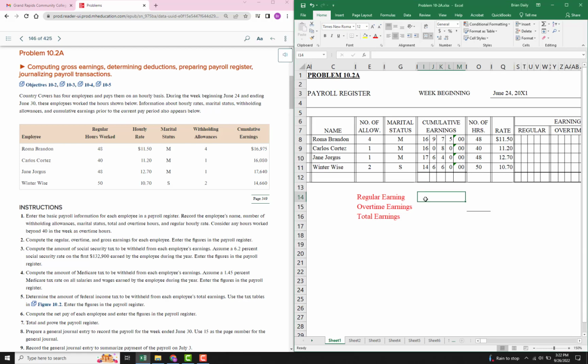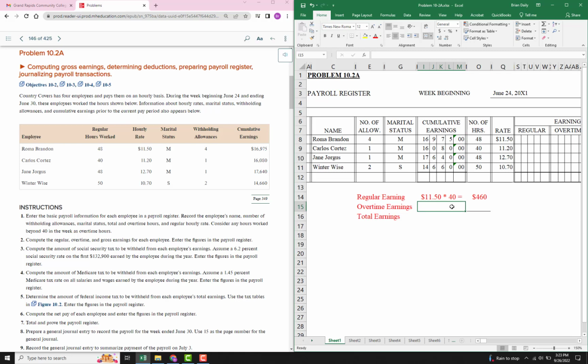So what we're going to do first here for Roma Brandon is calculate their regular earnings. To do that, we're going to take their regular rate per hour of $11.50 according to the table, and we're going to multiply that by 40 hours because they worked a total of 48, so they had 40 regular hours. If we do that math, that gives us a result of $460. Next, we can see that since Roma worked a total of 48 hours and those hours over 40 are overtime hours, they worked 8 overtime hours.